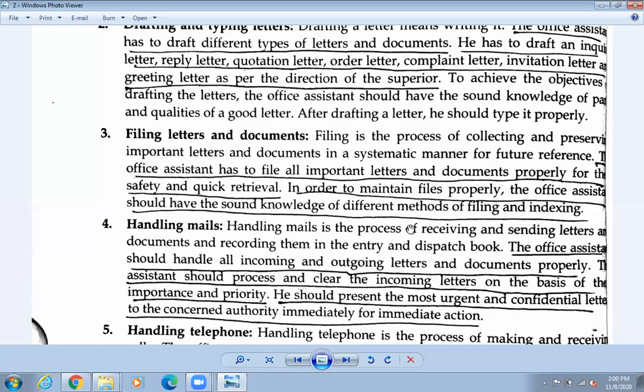In order to maintain the file properly, the office assistant has to have sound knowledge of the different methods of filing and indexing. Filing and indexing you will learn in class 10. How to do filing, how to do indexing, how to put documents inside the file, there is a process for that too, which you learn in class 10.